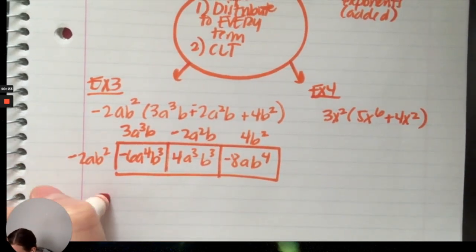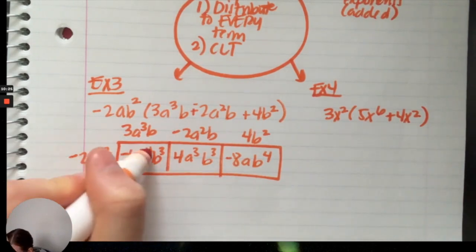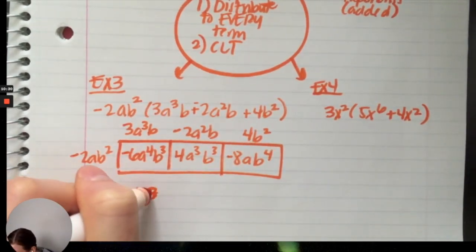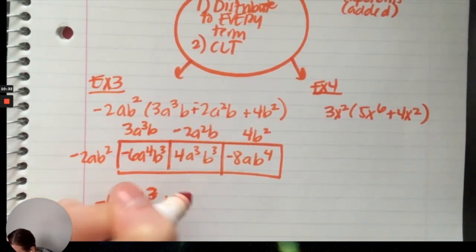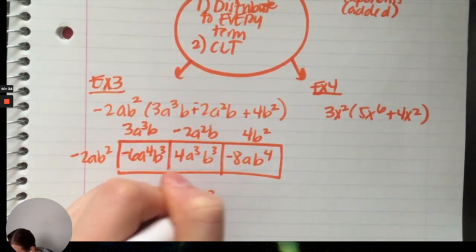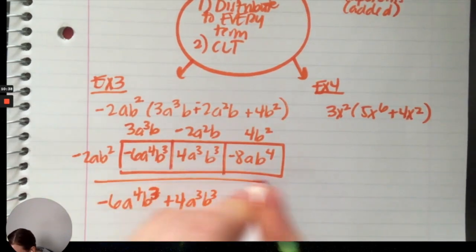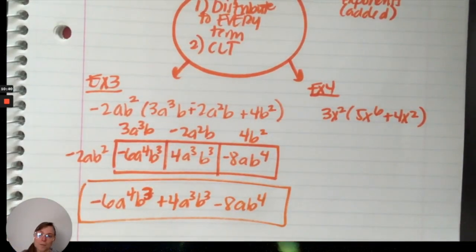That means my final answer, which this is my largest exponent, has a degree of 7 altogether, plus a positive 4a cubed b cubed, minus 8ab to the 4th. This is my final answer, all right? It's as simplified as it gets. So that's the area model.